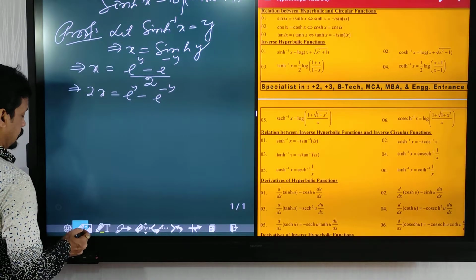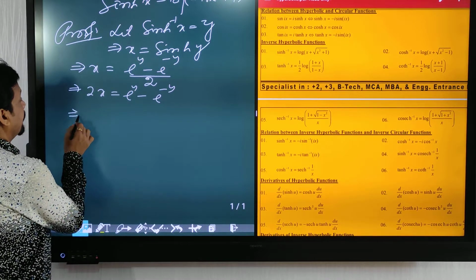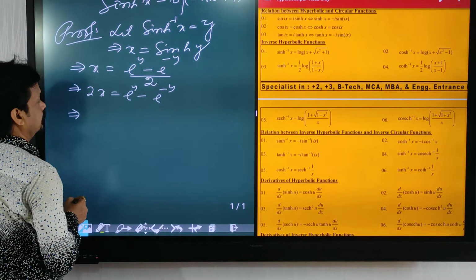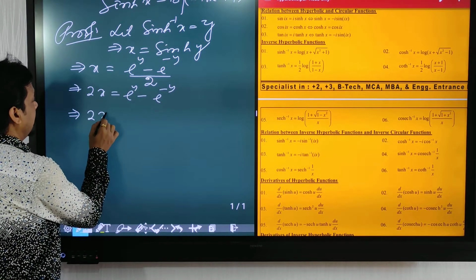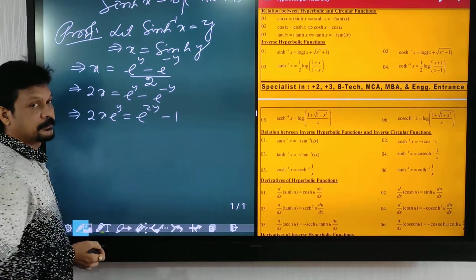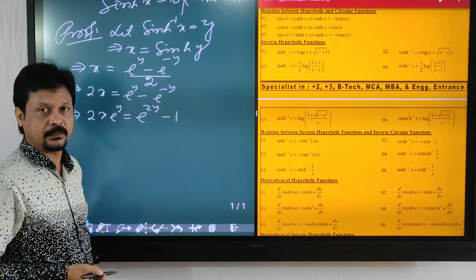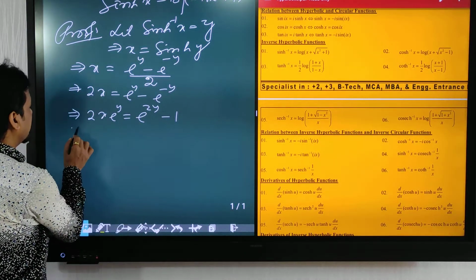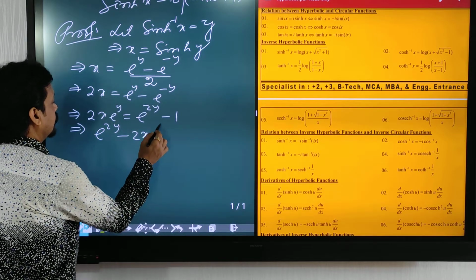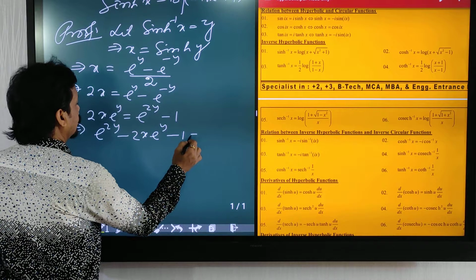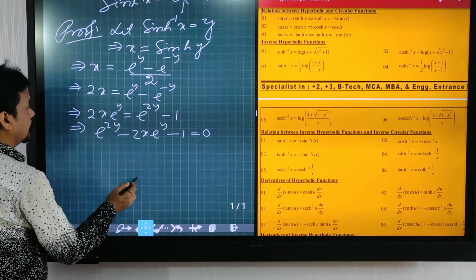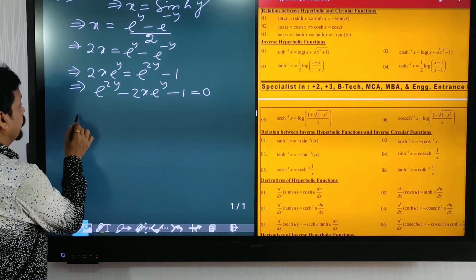Now simply multiply e to the power y to both these sides. That means it will become 2x e to the power y is equal to e to the power 2y minus 1. I am multiplying e to the power y to both these sides. Okay. So let us take to one side: e to the power 2y minus 2x into e to the power y minus 1 equal to 0. I am taking this term to right hand side. Okay. Actually it is very easy.